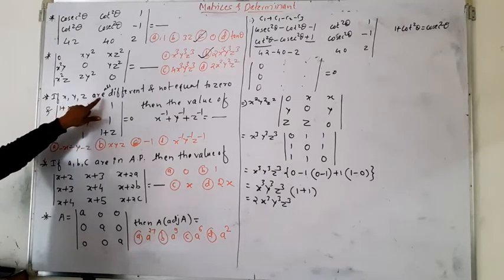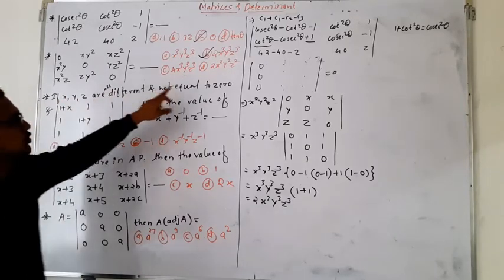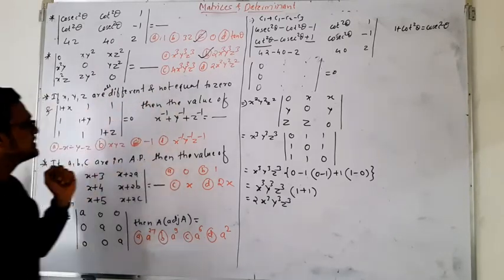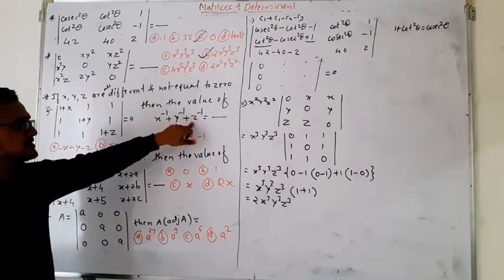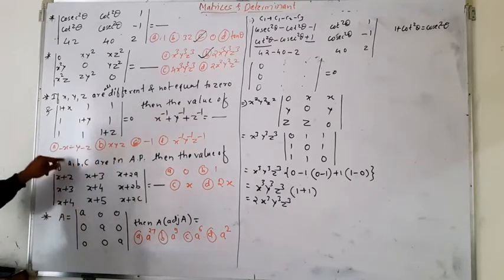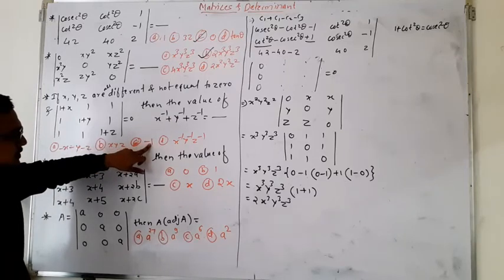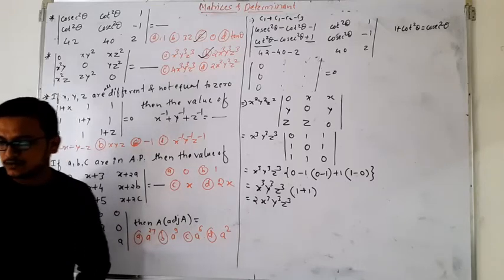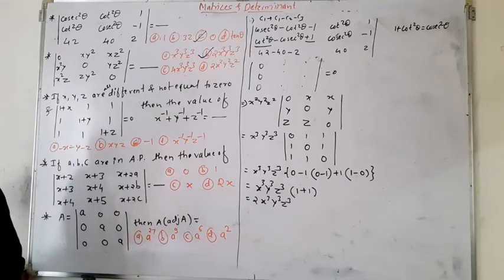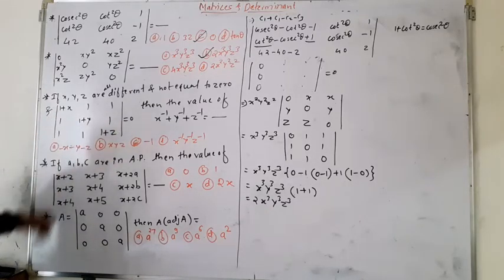If x, y, z are all different, means they are different from each other and not equal to 0, then the value of x inverse plus y inverse plus z inverse is equal to what? Options are minus x, minus y, minus z; x, y, z; minus 1; and x inverse into y inverse into z inverse. Okay. So we have to find out the option in that. Again here they have given this determinant is equal to 0, but again as usual we have to apply some operations to reduce the determinant.